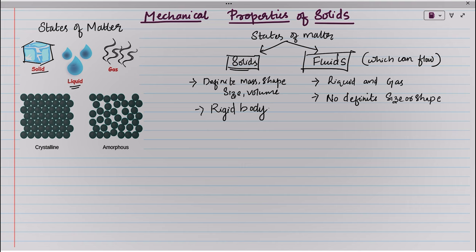In the case of fluid, it doesn't have any definite shape or size, but it has the shape of the containing vessel. Also it can be defined as something which can flow, that is, liquids and gases come under the category of fluids. Then our topic is the mechanical properties of solids. We already know what a solid is.